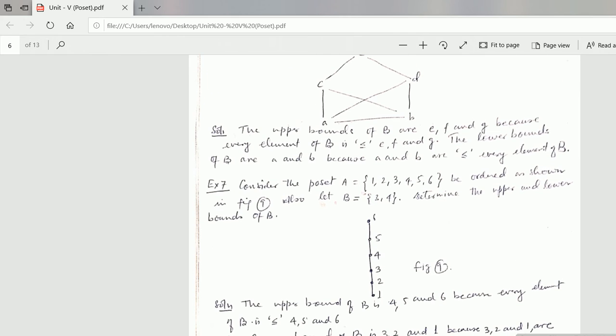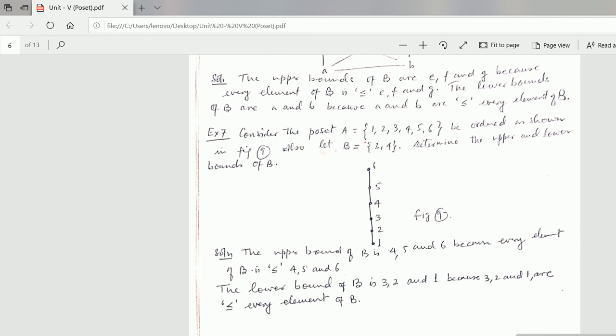See one example. Consider the partially ordered set A = {1, 2, 3, 4, 5, 6}. These are the elements of the poset, ordered as shown in figure 9. Also let B equal {3, 4}. In set B there are two elements, 3 and 4. Determine the upper bounds and lower bounds of B.